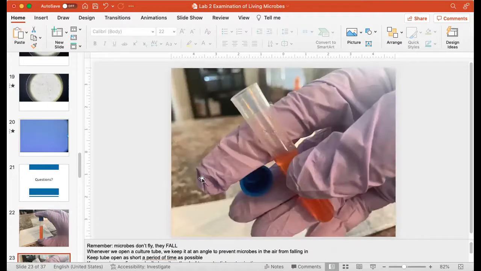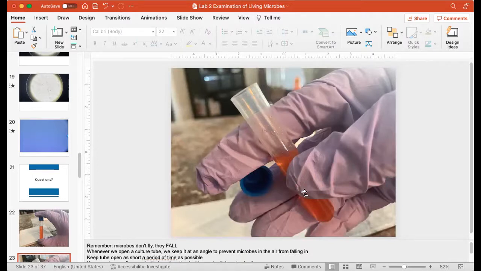You can really see it in this image. See how wrinkled those gloves are? Folded. This glove is too big for me. Now, I'm going to draw my sample out of this tube. I want to show you the correct way to open up a broth tube in the laboratory.